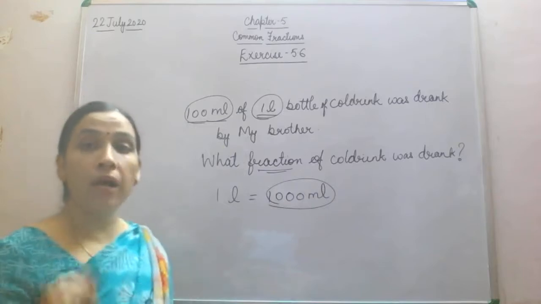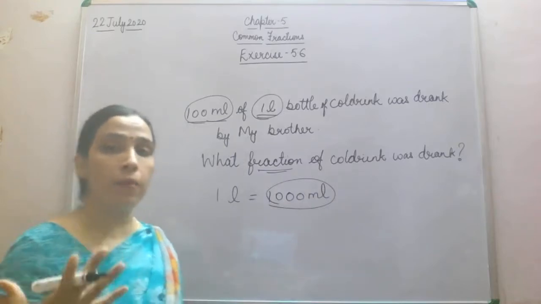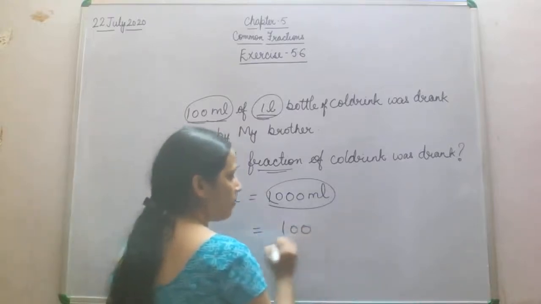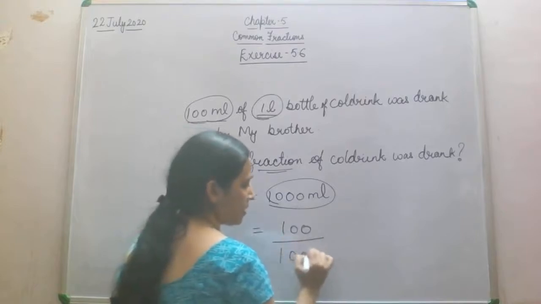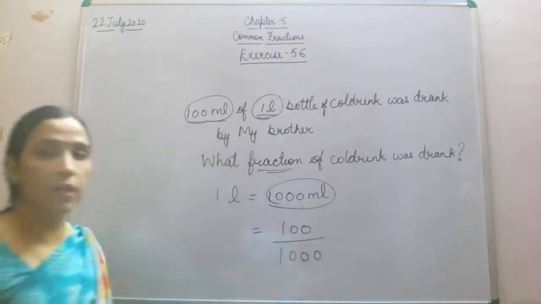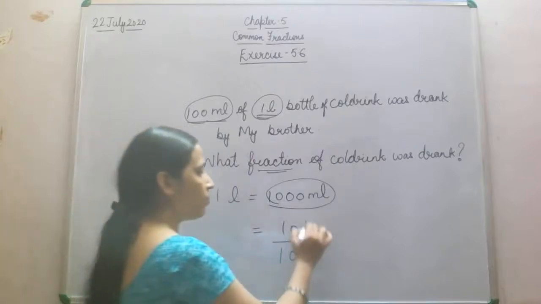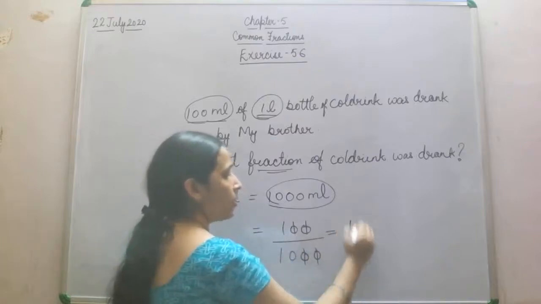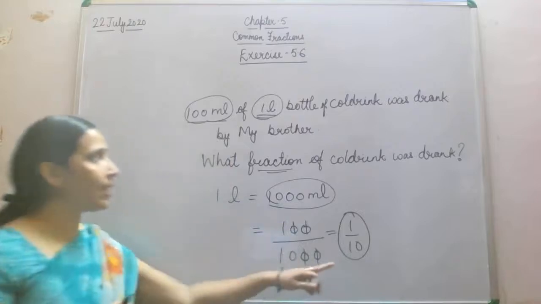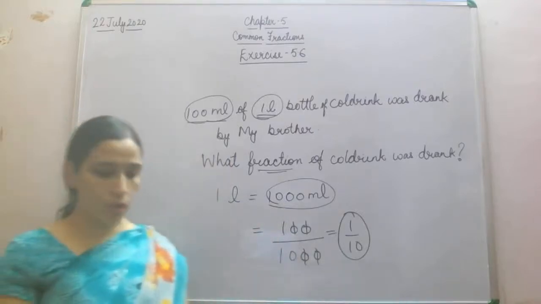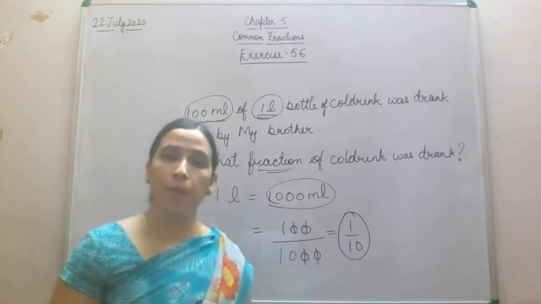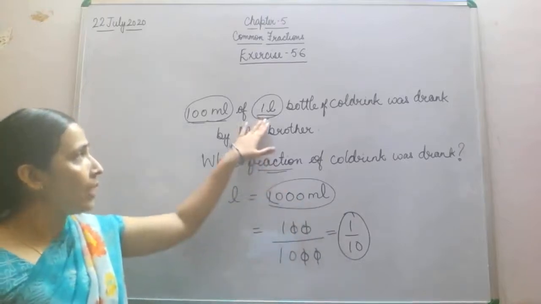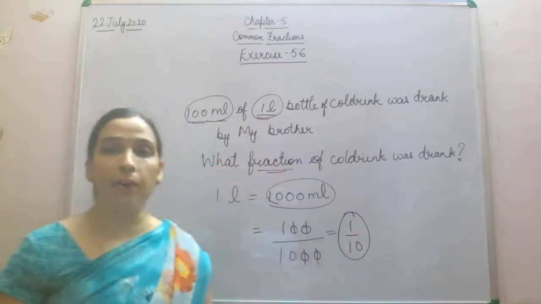100 ml. Now if I have to find how much my brother has drank, what will we do? We will divide 100 by the total capacity. 100 will be divided by 1000. We will cancel one 0 with this, one 0 with this, and what will be left? 1 by 10. Or we can write that 1 by 10 of the 1 liter bottle of cold drink was drank by my brother.